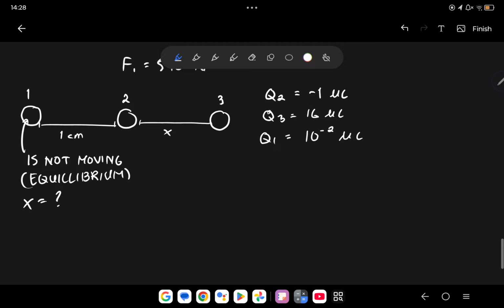Okay, so in that case, I'll give you guys the options. While you guys are still doing it, the options are A, 1 centimeter, B, 2 centimeters, C, 3 centimeters, D, 4 centimeters, and E, 5 centimeters. All right, 2 minutes left. Let's go.